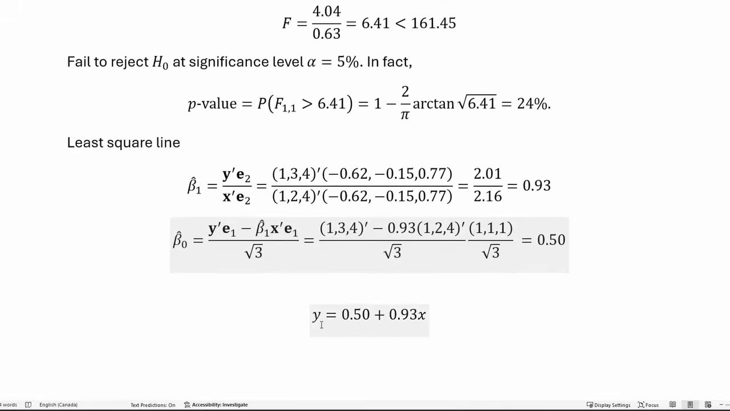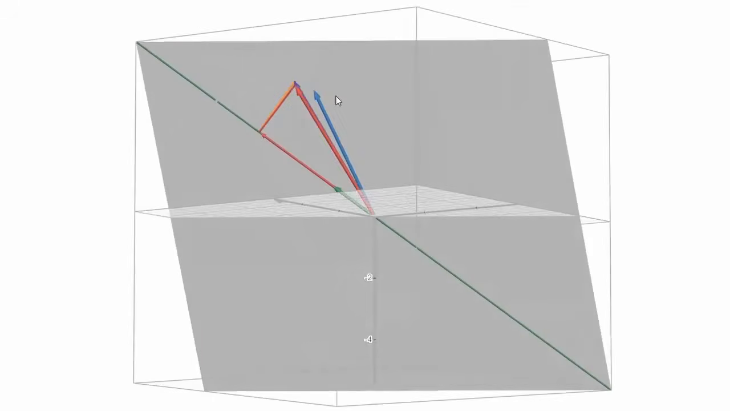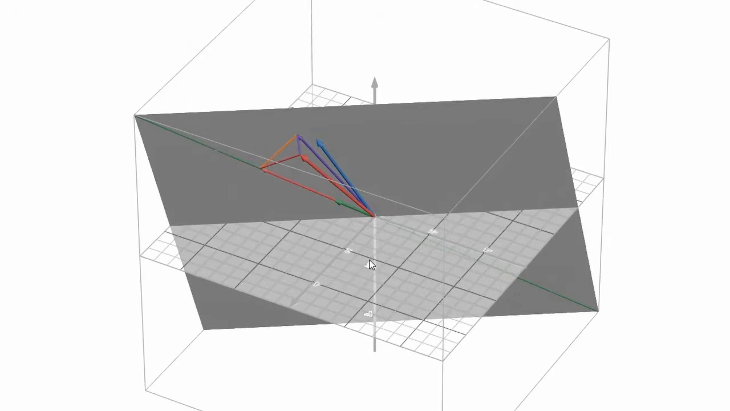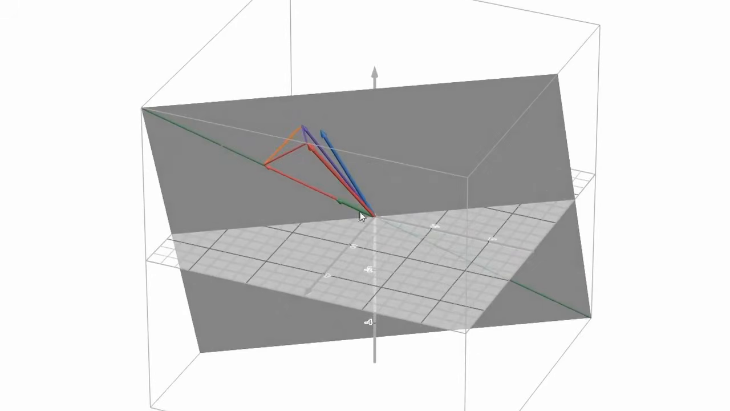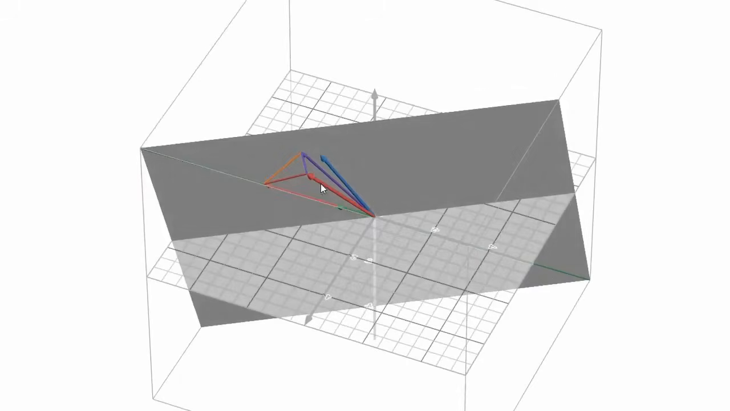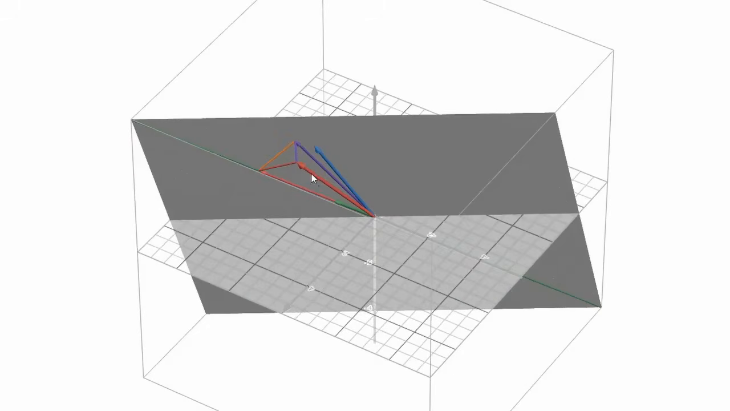This is the least squares line, y equals 0.50 plus 0.93x. So as promised, this was our visualization in the beginning. And now we can fully understand what is going on here. The green vector here is the vector 1, 1, 1. The blue vector is the vector x, and these two span this plane, the gray plane, which is our regression subspace M. The red vector, this particular red vector, because in 3D there's not a whole lot of color, so I'm talking about this red vector that is not in the surface, is y. That vector is the y vector.